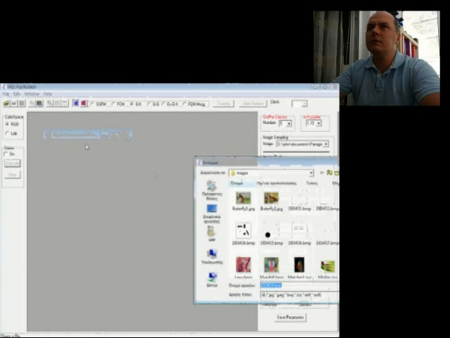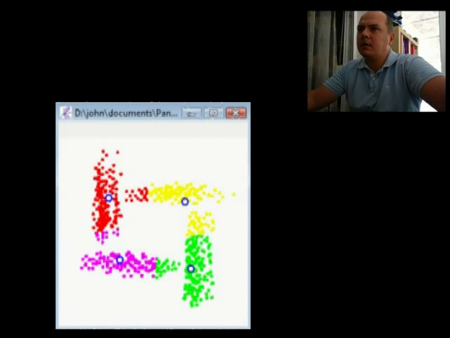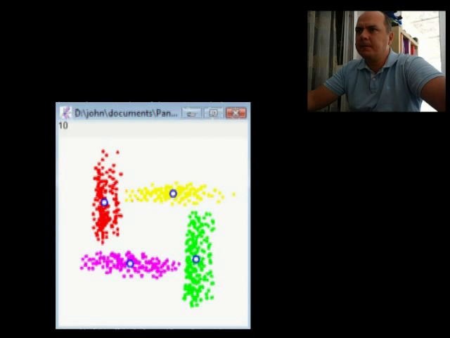Let's load another one. Now in this image we have 4 classes with elliptical shapes, and if we execute the fuzzy c-means algorithm, the result is this after 10 cycles. And if we execute the Gustafson-Kessel algorithm, now let's see it. It finished with a better result after 14 cycles.